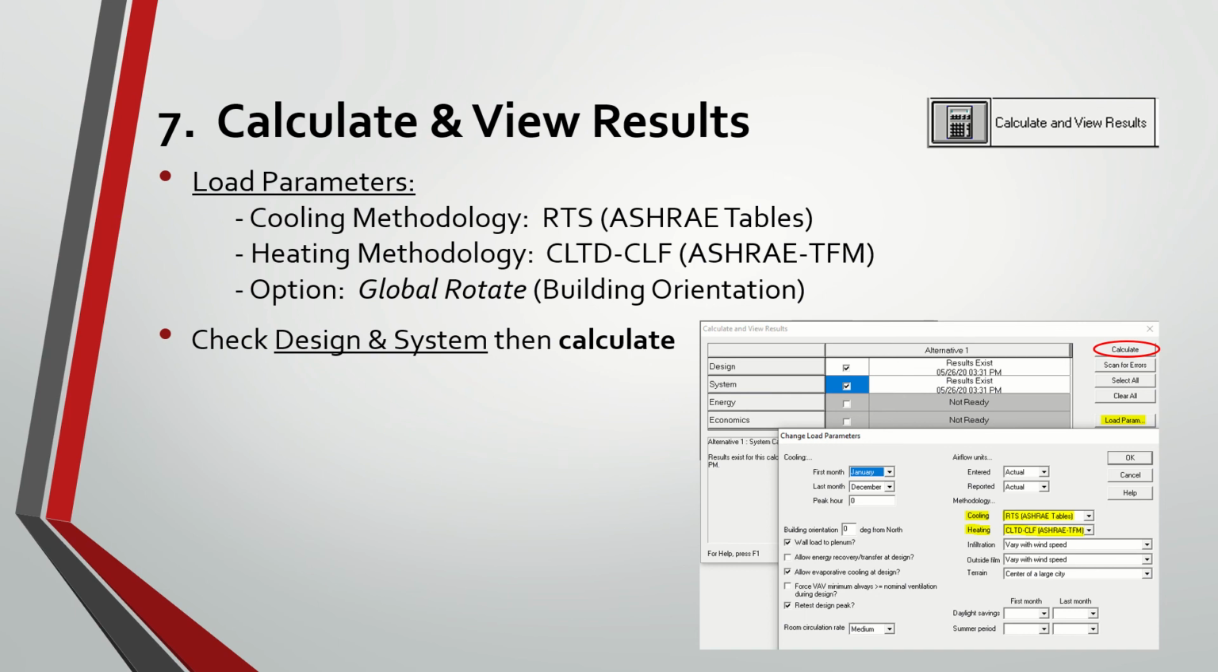So under the Load Parameters tab, adjust the cooling methodology to RTS, which stands for Radiant Time Series per ASHRAE, and the heating methodology to CLTD-CLF per ASHRAE, which is pretty much the approved design methodologies from ASHRAE that we use in our designs. And once that's all ready to go, make sure the checkboxes are checked under the Design and System area, then hit Calculate and watch Trace run its course, simulating weather conditions throughout the entire year. It's pretty awesome. And this is why Trace is so powerful.